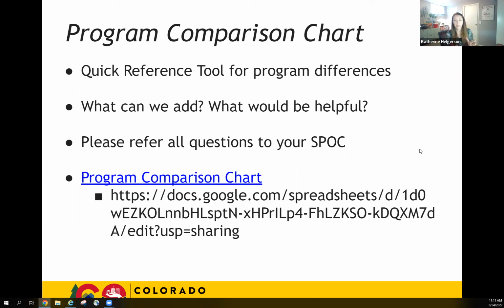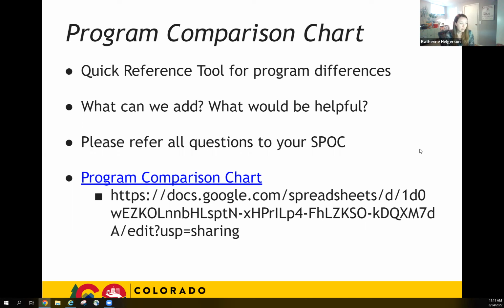We know our program, right? The one program that's assigned to us very well, but our SPOCs and our rental assistance team, we have to know everything for all the programs, because we are processing the paperwork you're sending in, and we're answering the questions you have. So it's a really good tool for all of us to use. It's a quick reference tool that outlines the program differences.